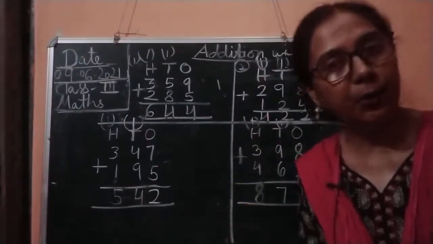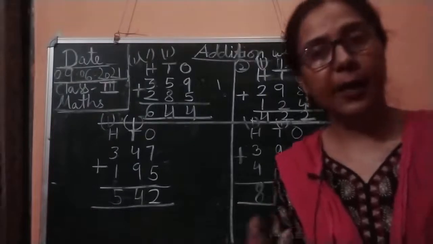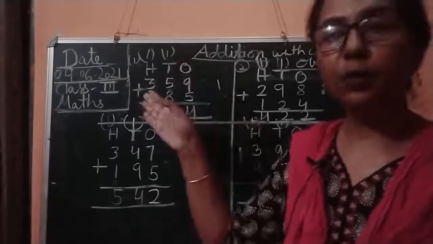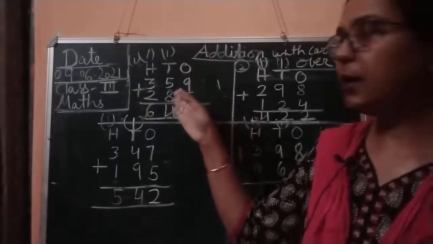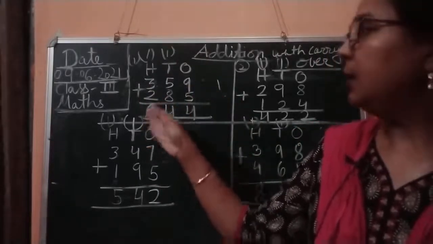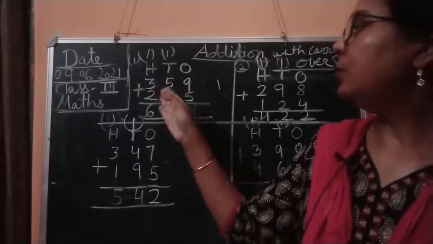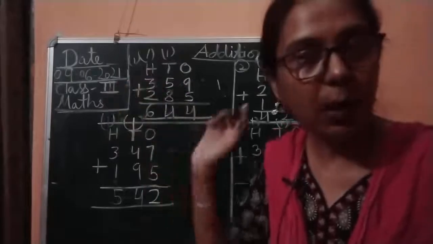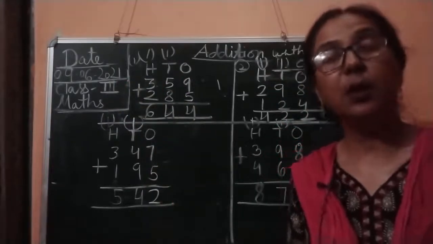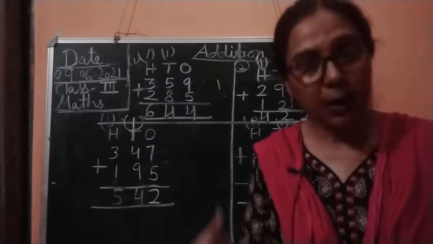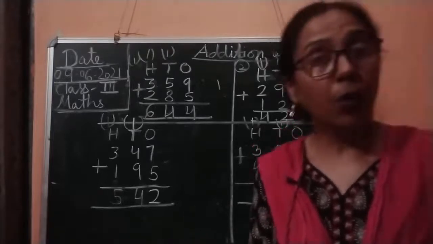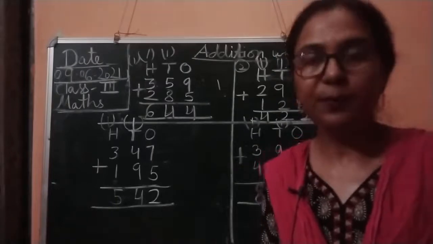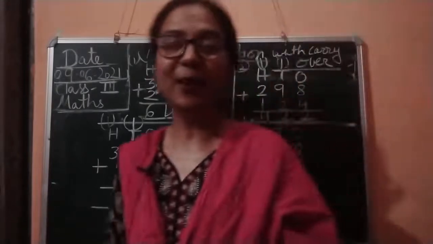So we will be continuing this same topic in our next video also. We will discuss how to carry over ones to tens, which we have already done, tens to hundreds, which we have done today. Now we will learn how to carry over ones to tens, tens to hundreds and hundreds to thousands. Okay children, so tomorrow we will learn 4-digit addition with carryover.